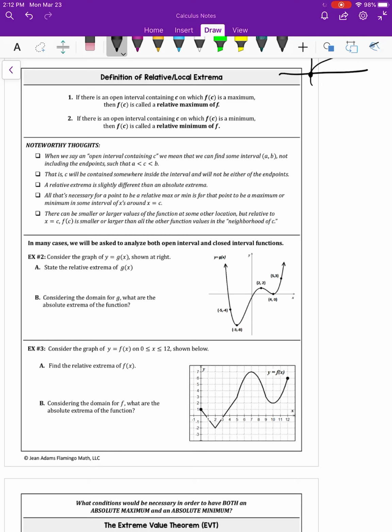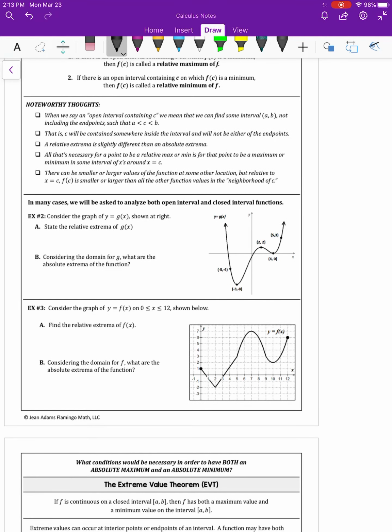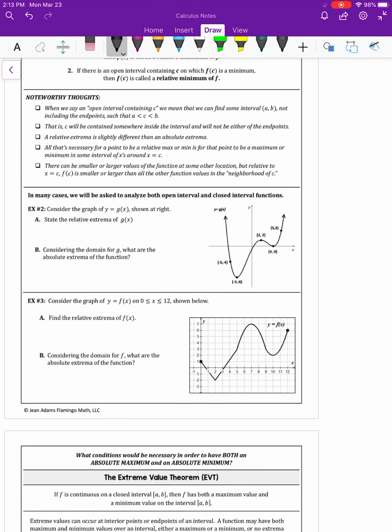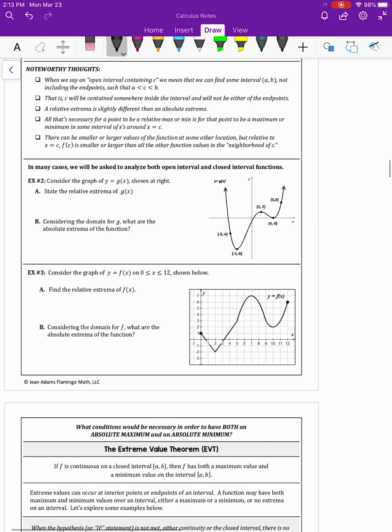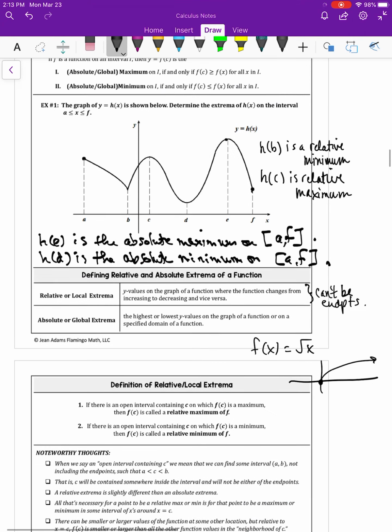When we say an open interval containing c, we mean that we can find some interval (a, b), not including the endpoints, such that c is between a and b. That is, c will be contained somewhere inside the interval and will not be either of the endpoints. A relative extrema is slightly different than an absolute extrema. All that's necessary for a point to be a relative maximum or minimum is that it be a maximum or minimum in some interval of x's around x equals c. There can be smaller or larger values of the function at some other location, but relative to x equals c, f of c is smaller or larger than all of the other function values in the neighborhood of c.